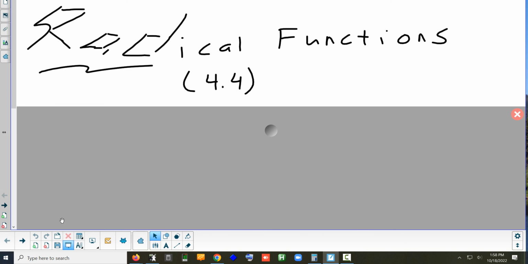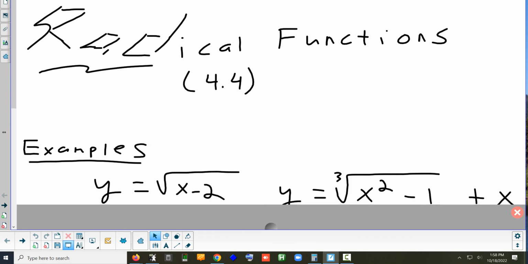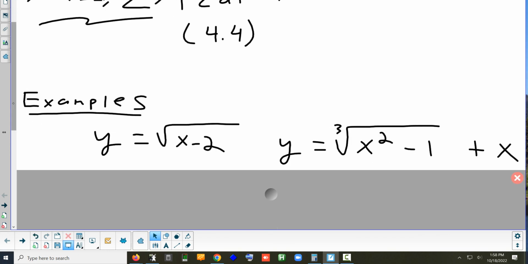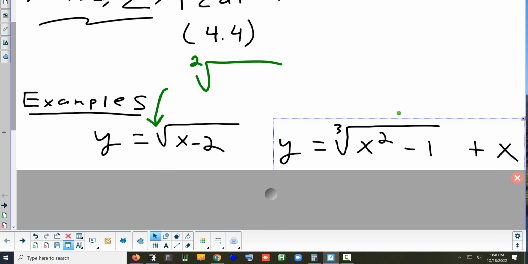So we're talking about things that have roots in them, like square roots, cube roots. Those things are called radicals. Here's a couple examples of radical functions. This one is a square root. Square root of x minus 2. You know it's a square root because there's no number right there. Technically, for a square root, you could write this. Nobody does that. But you could. That means square root. If you want to do any kind of root other than a square root, you need to put a number in that spot.